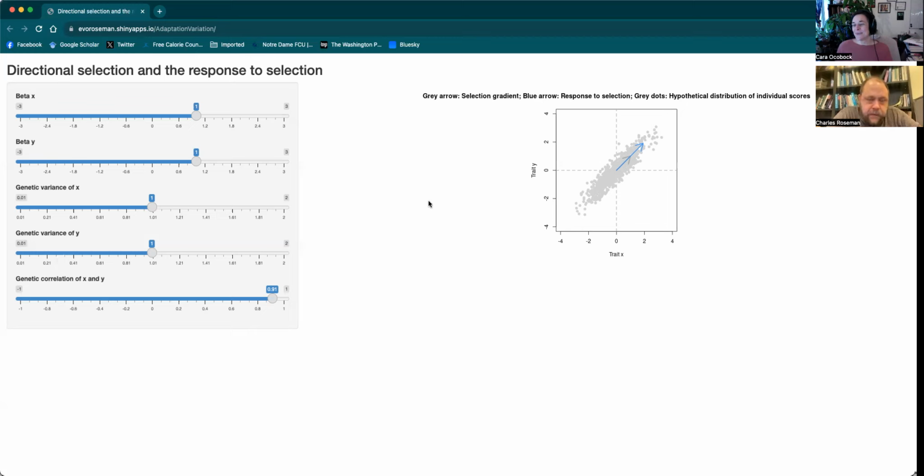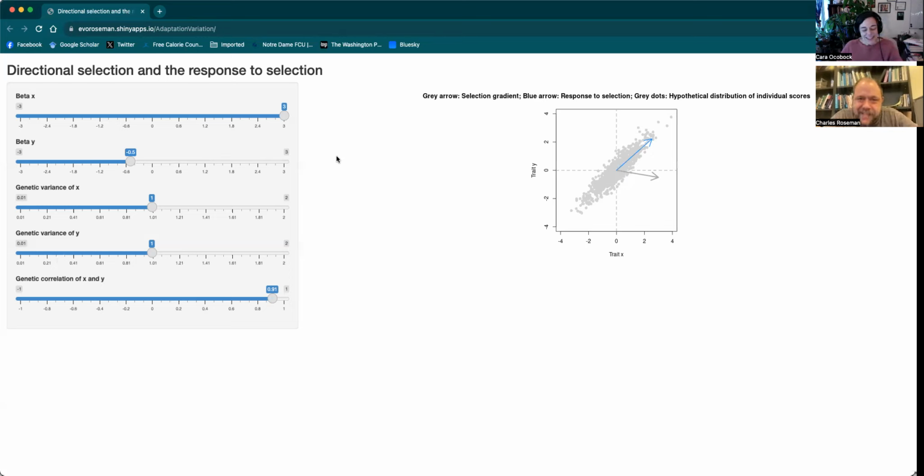Would you mind setting the beta for X up to 3, say? All right. And then please set the beta for Y to negative 0.5. There you go. All right. So what's natural selection doing? It's selecting to increase X, which is not what we would expect.